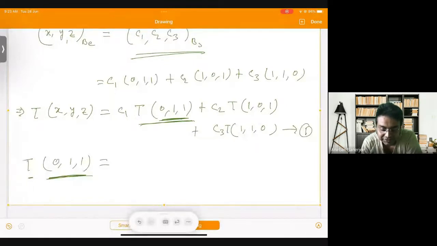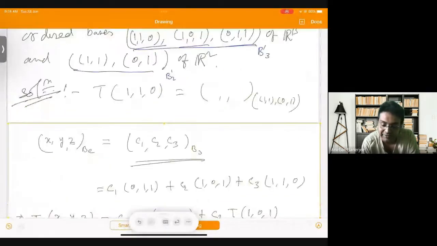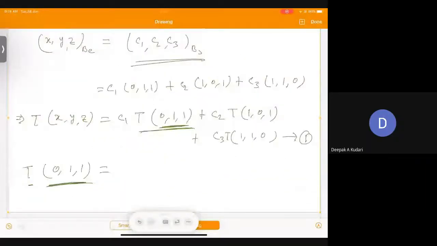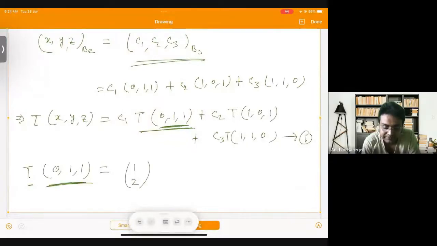The first column. Right, very good. The first column of that given matrix. The first column of that given matrix is 1 and 2. Right? It was given. I write down 1 comma 2. So let's write it in terms of the vector.